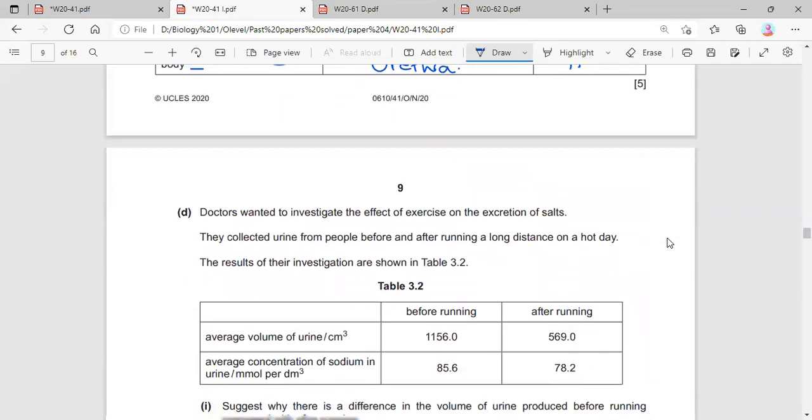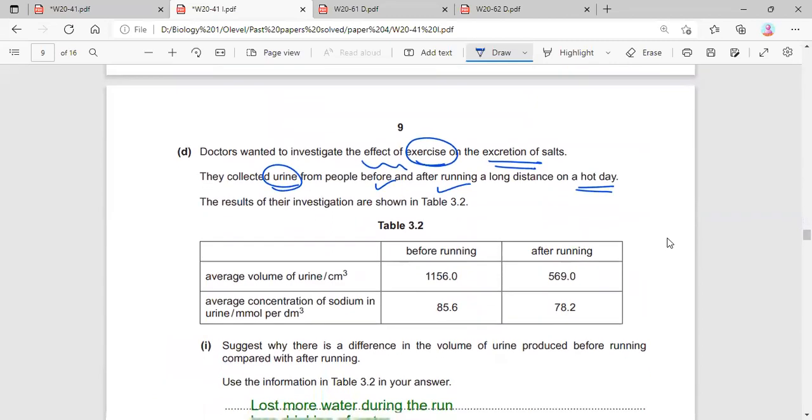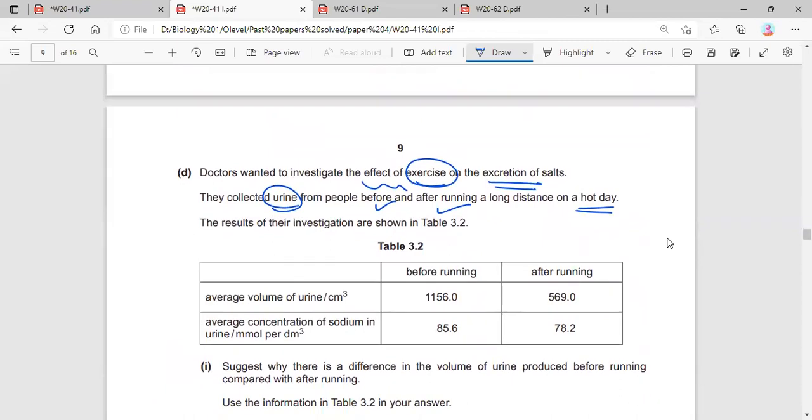Okay. Doctors wanted to investigate the effect of exercise on the excretion of salts. They collected urine from people before and after running a long distance on a hot day. The results are shown. This is the volume of urine before, and this is the concentration of salts. This is the urine after, and this is the concentration of salts.